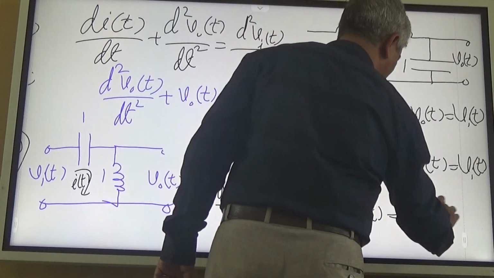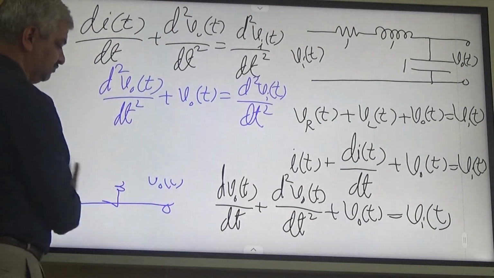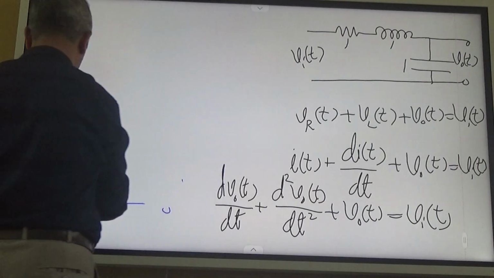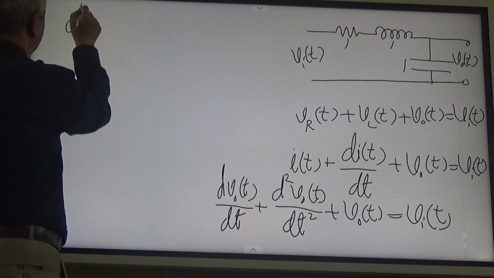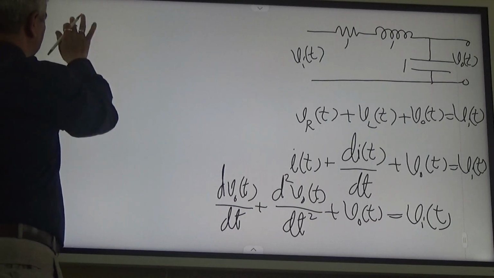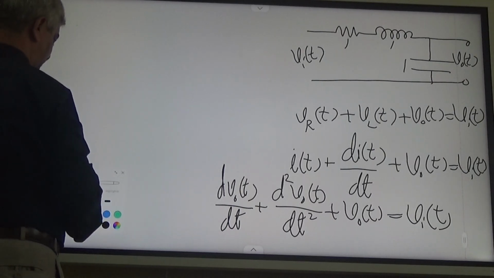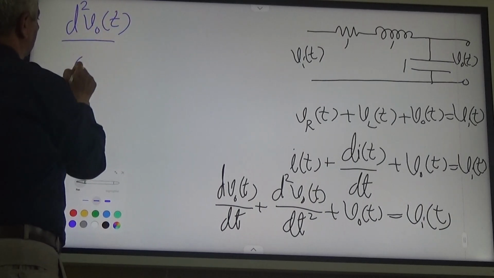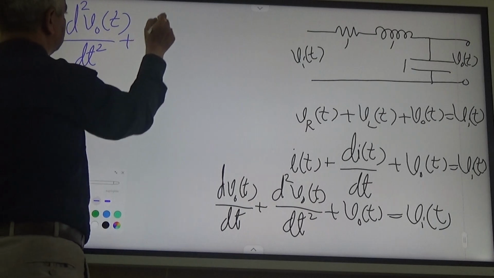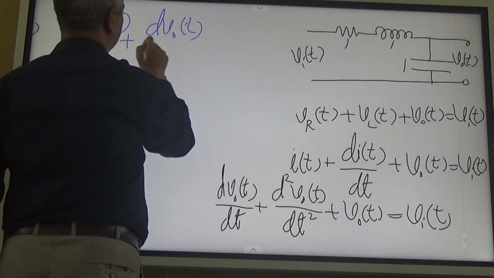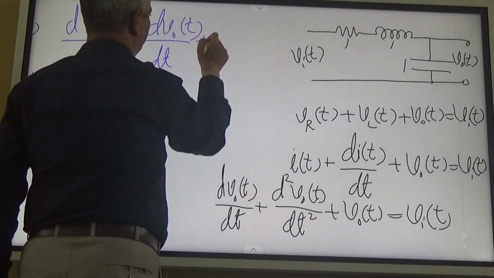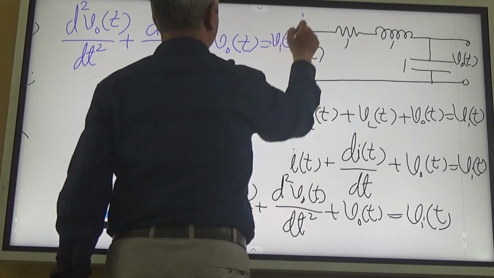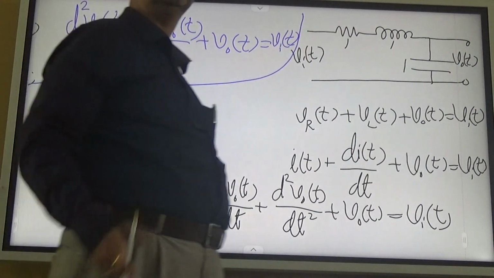So it's most simple equation. That the equation is, just we rearrange the terms in proper way. d2 VOT upon dt square plus dVOT upon dt plus VOT is equal to V. Is it right?